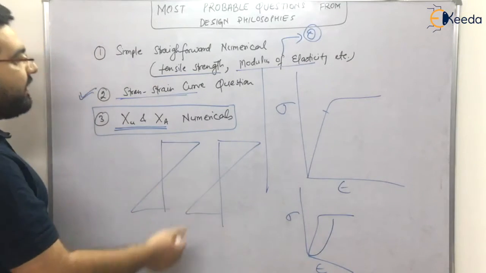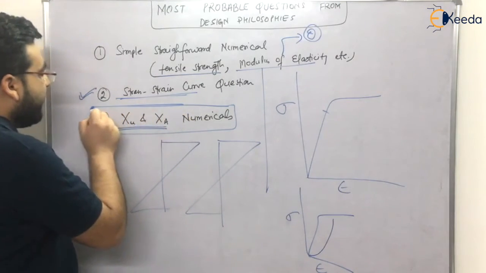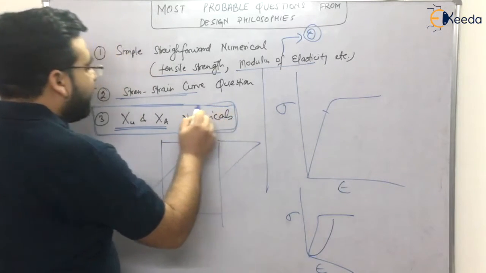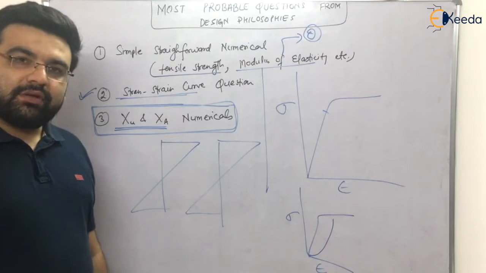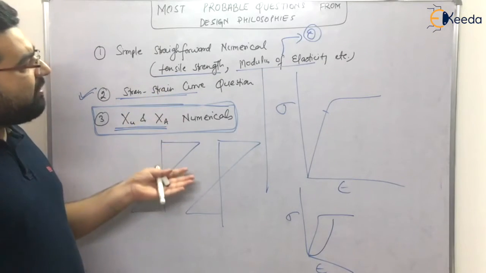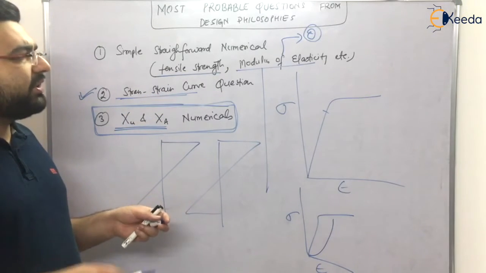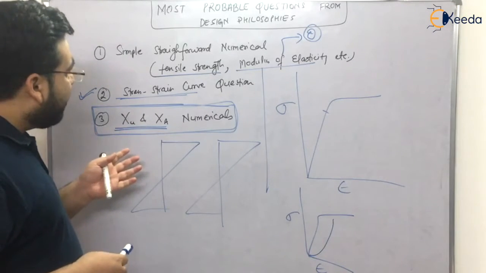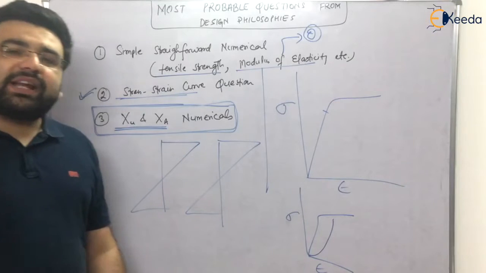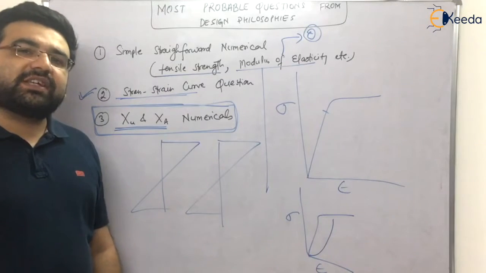So what I feel is that the highest probability can be the third topic, that is the axial and axial numericals. Right, so I have already solved a lot of numericals. I have already told you the types of numericals that come in examinations. So this was all about this topic, and from here the chapter, design philosophy, gets finished.